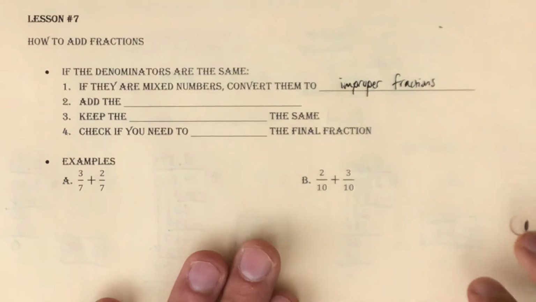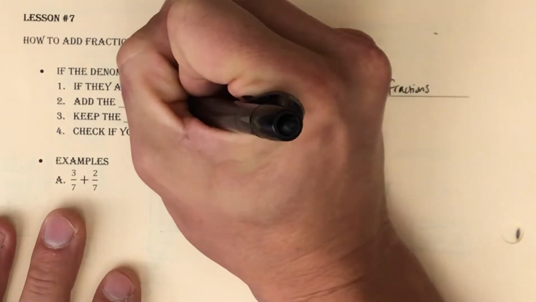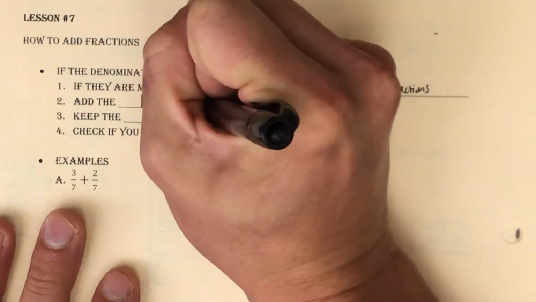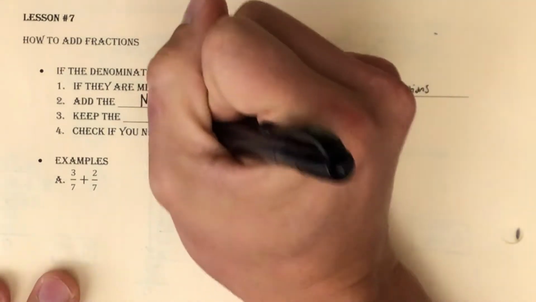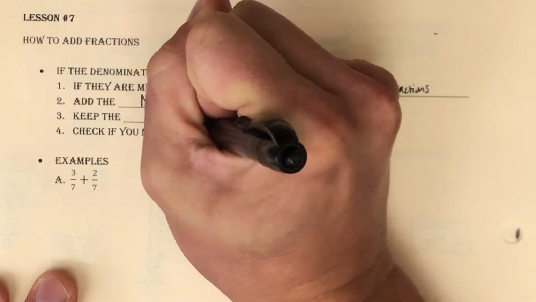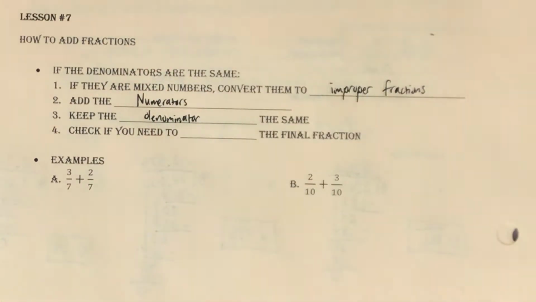Then once we've done that, right, the next step is we're going to add the numerators. So whatever's at the top of your fraction, you're going to add. You're going to add those two numbers together, or 3, however many fractions you have. Right? Then we're going to keep the denominators the same. So we're not going to add those denominators. That denominator was the same in both fractions, and it's going to be the same number in our answer.